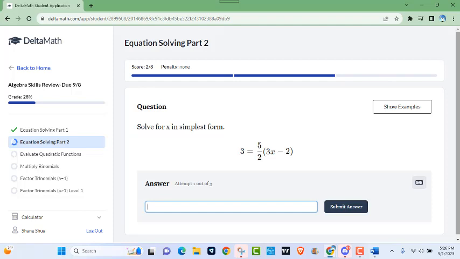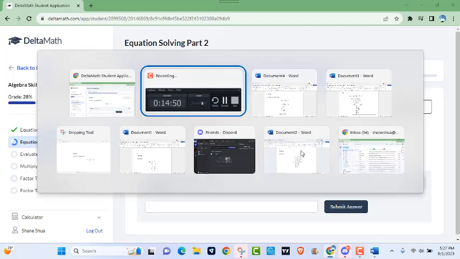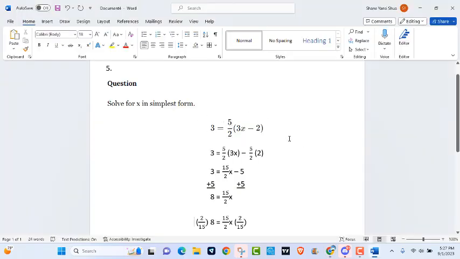Okay, let's take a look at question 5 here. It says solve for x in its simplest form. And it says 3 equals 5 halves, open parentheses, 3x minus 2, close parentheses. Okay, so here's the question. So we notice we have a fraction here, which is next to a parentheses. So what we're going to do is take this fraction and distribute it to everything inside the parentheses. So our next line is going to be 3 equals 5 halves times 3x, the first part. Bring down the minus sign. Then it's 5 halves times 2, which we have right here in this next line.